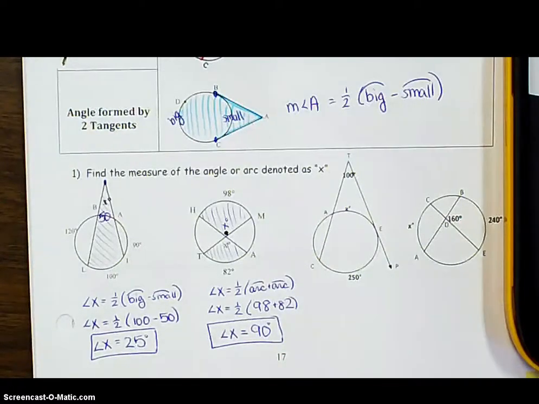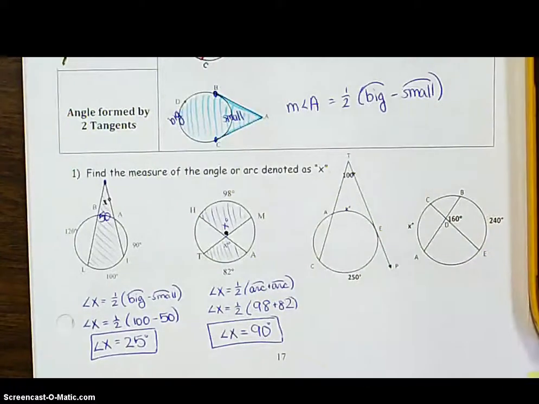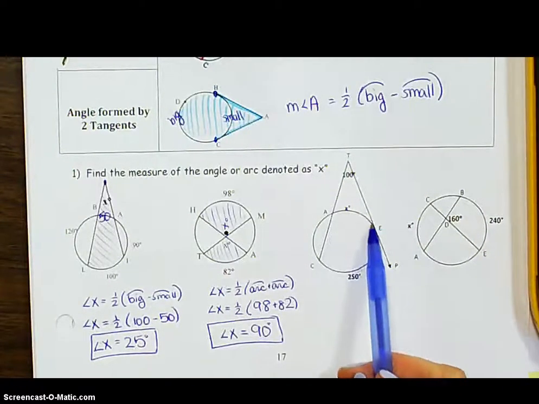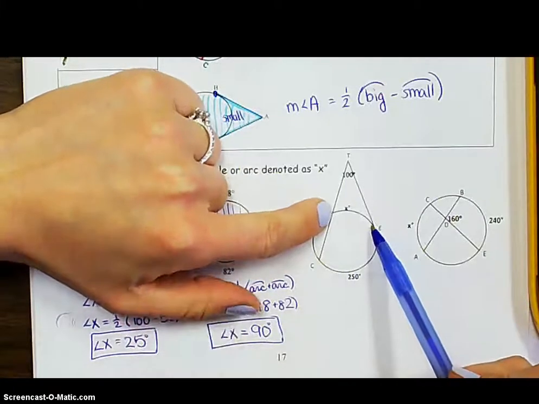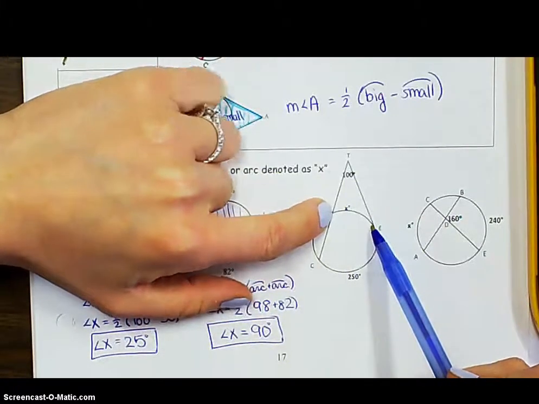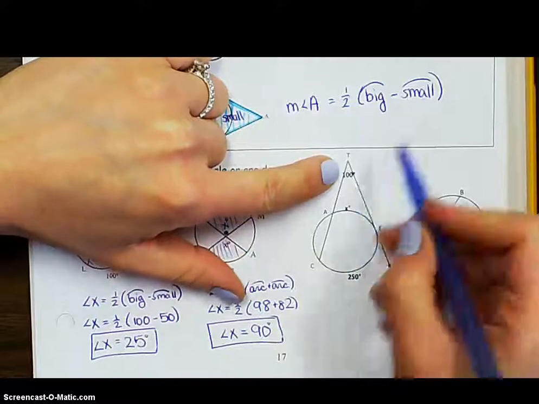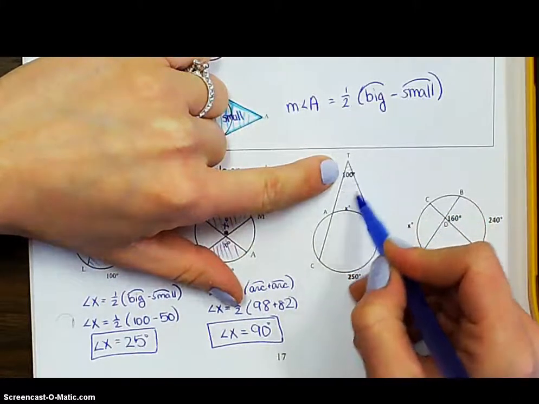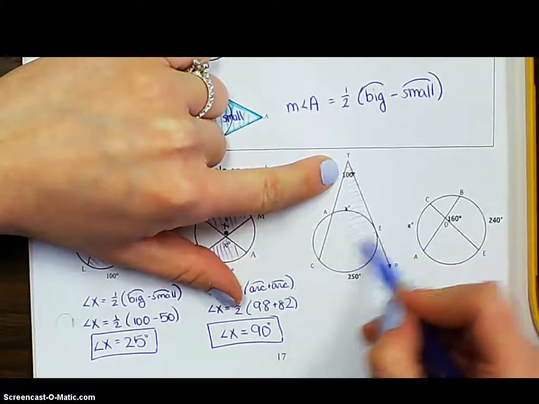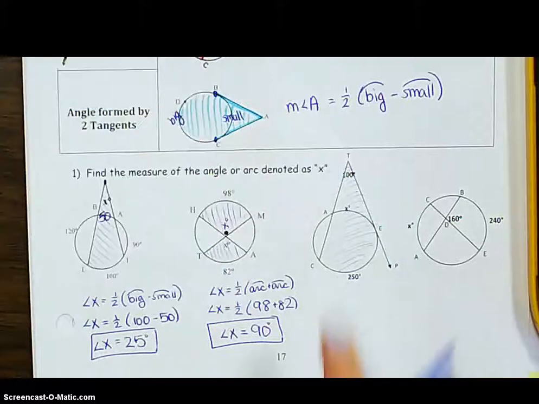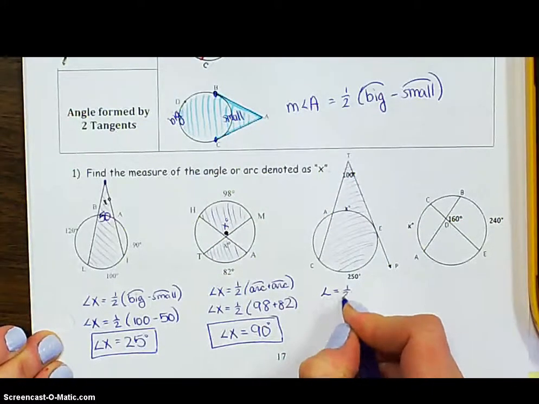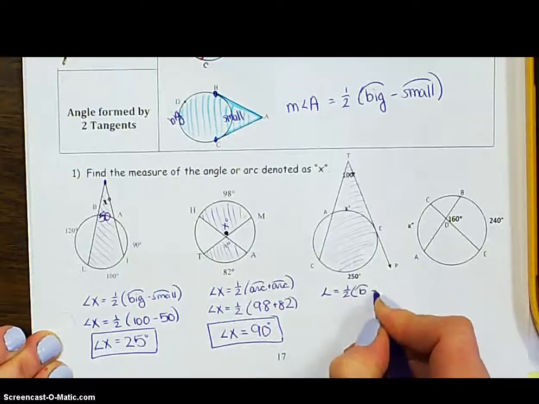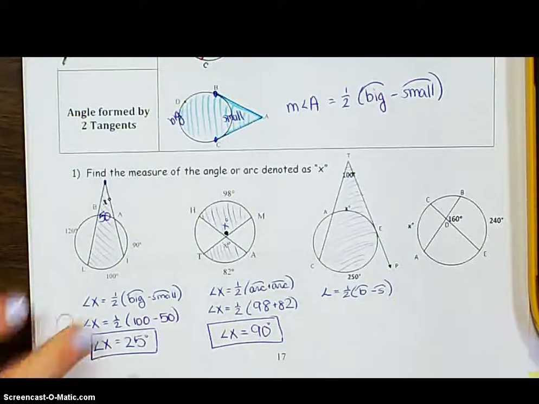All right, let's take a look now at number 3 here. This time we want to find x, and x is an arc. In order to find the arc, we have to look at the angle that creates that arc, and the angle that's creating that arc is the 100-degree angle. So I'm going to shade that in. My formula is the angle equals 1/2 the big arc minus the small arc.